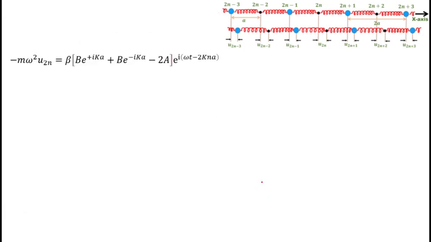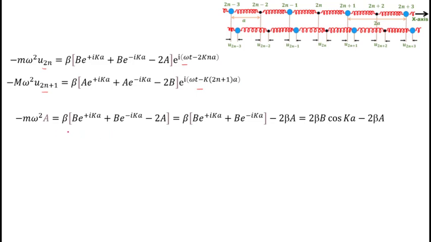So if we do so, if we take e to the power i omega t minus 2kna common in this equation, we get this expression. Similarly, if we take e to the power i omega t minus k times 2n plus 1 a common from the second expression, we get this. Now we cancel this factor from both sides, as u2n also contains this factor and u2n plus 1 contains this factor. So we cancel it, and if we cancel it, we are left with A here.